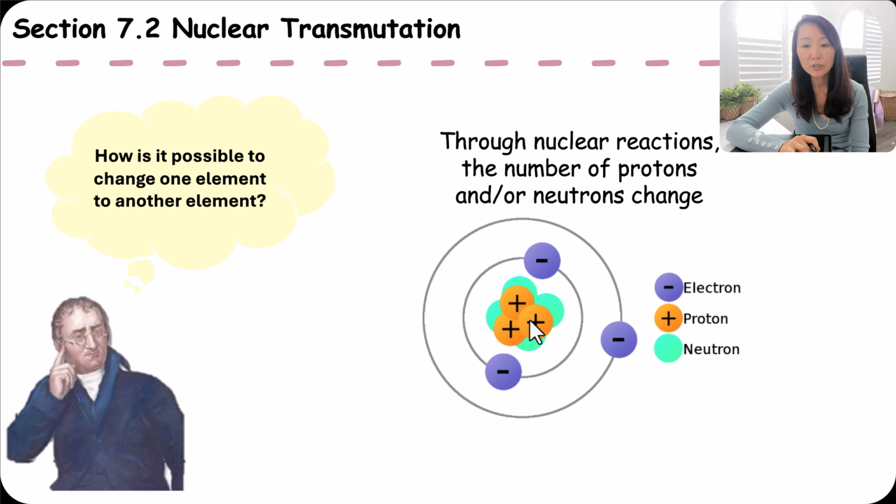And it is through the nuclear reaction that the number of protons and the neutrons change, therefore getting a different element. Remember, an element is defined by the number of protons. It doesn't really matter how many electrons have been changed. What really matters is, has the number of protons increased or decreased? And based on that increase or decrease in the transmutation is what's going to cause one element to become a different element.